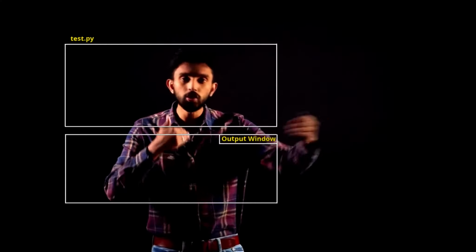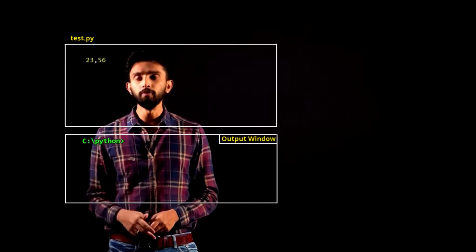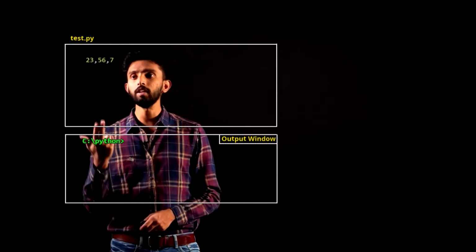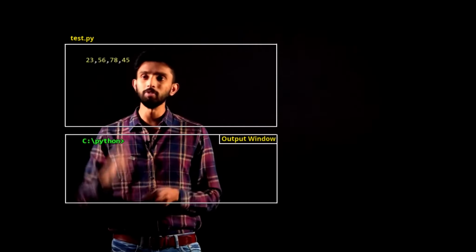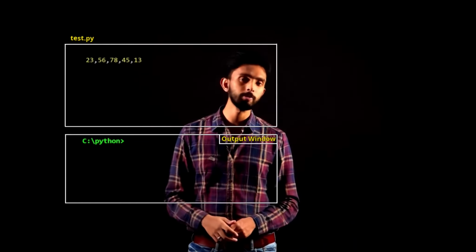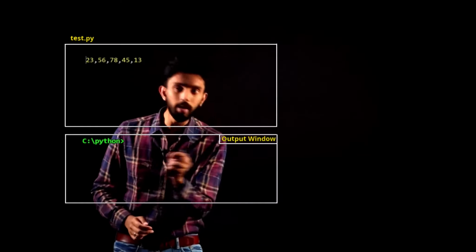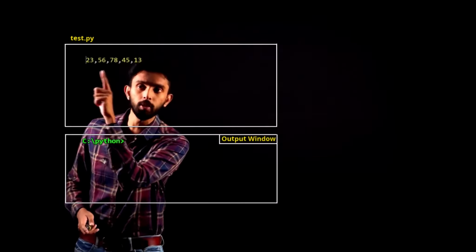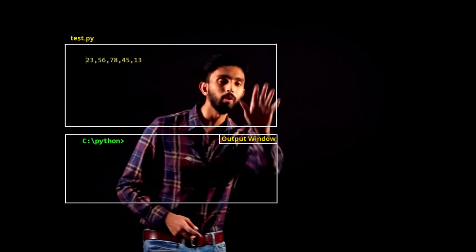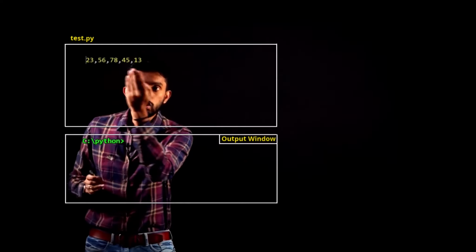What do I mean? Let us assume I want to store a list of ages. For example, 23 and 56 and maybe 70 or 78, random numbers I am just typing out, 45 and maybe I will also add 13. Now I want to store these numbers as a collection of data, not within individual variables like 23 within A, 56 within B, 78 within C, D, E. I want it to be stored as a collection of data, as a list of values.